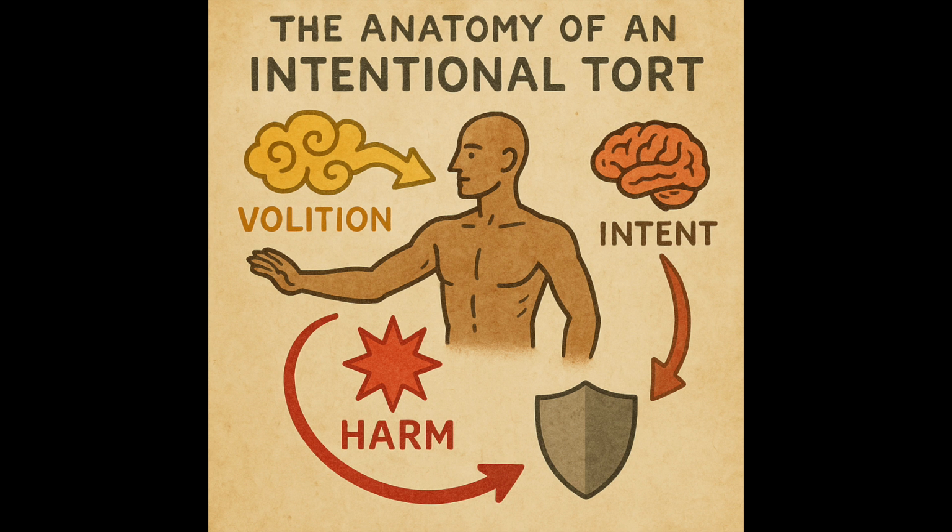Battery. All right, let's break it down. First, volition. Did Eric act voluntarily? Yes, the scenario says he deliberately decided to bump John. Conscious choice. Okay, volition, check. Second, intent. Did Eric intend harmful or offensive contact? Remember, intent is desire or substantial certainty. Well, he desired to bump John to get him out of the way. And bumping someone is definitely contact. A reasonable person knows bumping someone means touching them. Right, so he was, at minimum, substantially certain contact would result from his intentional bump.